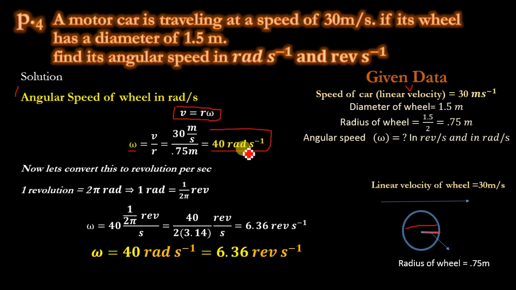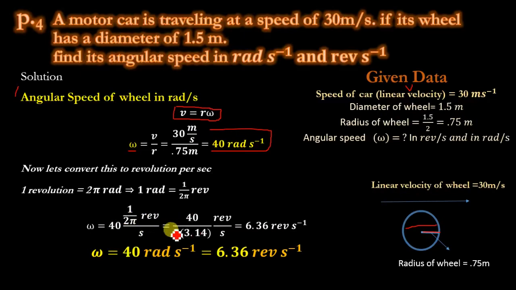Now let's convert this 40 radian per second into revolution per second. We know that 1 revolution is equal to 2 pi radian, so 1 radian will become equal to 1 over 2 pi revolution. Putting the value for radian in this equation, we get omega is equal to 40 into 1 over 2 pi revolution divided by seconds.